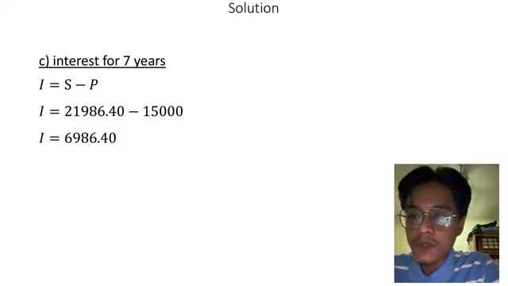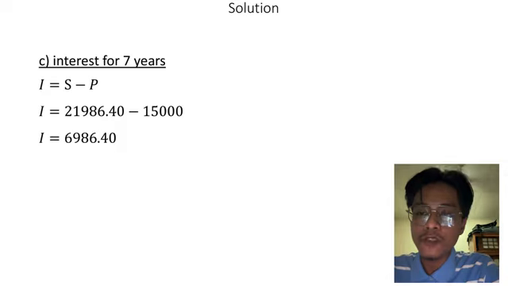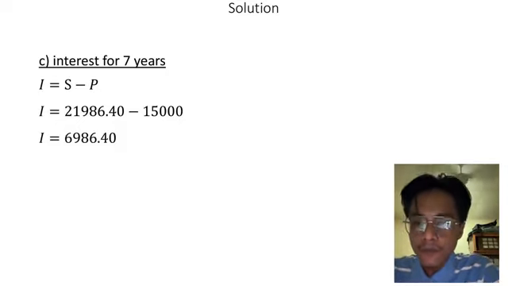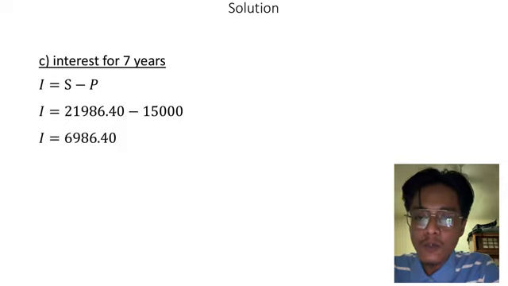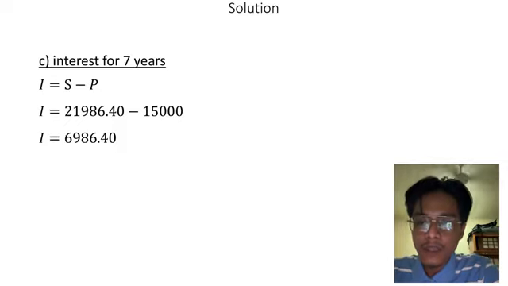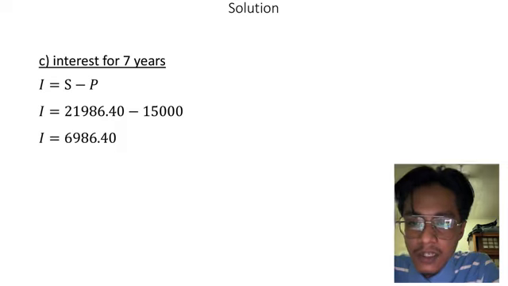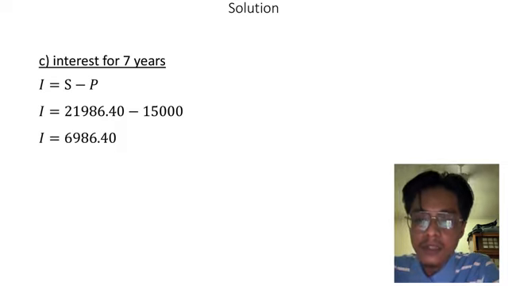Step 2. Open bracket 1.01375, close bracket, raised to the power 28 equals 1.46574. Step 3. Multiply to find A. A equals 15,000 multiplied by 1.46574. A equals RM 21,988 and 10 cents.